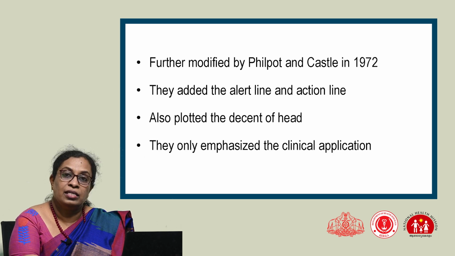Later, in 1972, Philpott and Castle modified this partograph. They added two more lines. They found that just cervical dilatation against time is not enough, and some other factors are also there. You have to consider the fetus, the descent of the fetus. Then, after considering the descent and cervical dilatation, the staff should be aware of when to take action. So they introduced two lines, the alert line and the action line, which I will explain in detail.